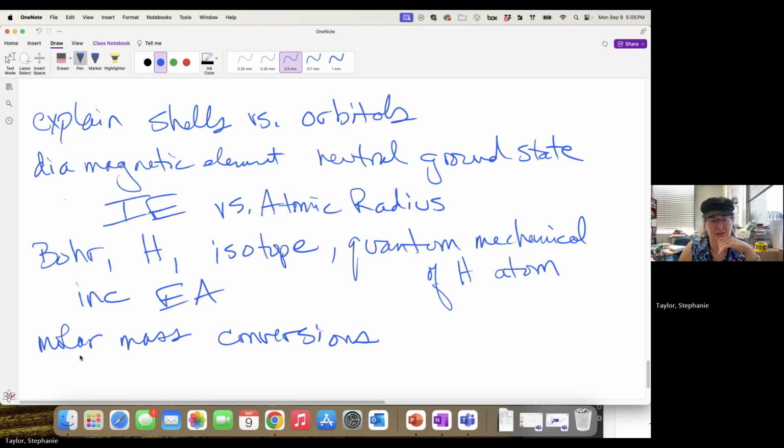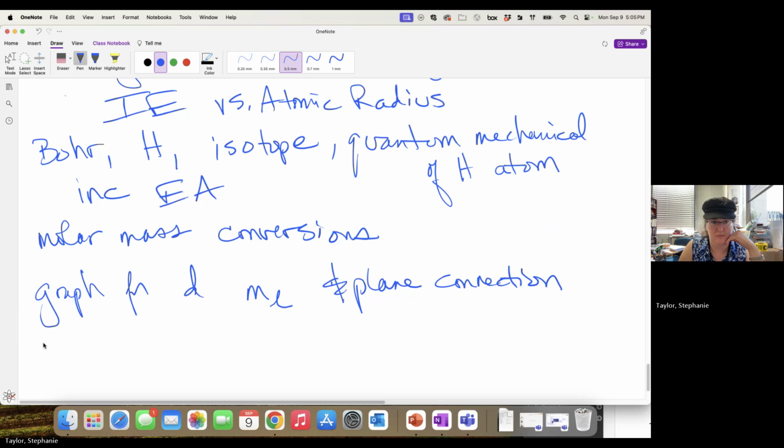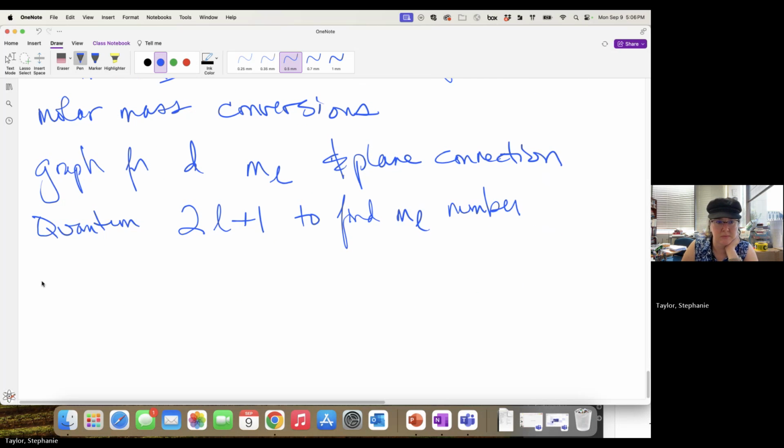When drawing the graph for the d orbitals, does the value of m sub L affect which plane the graph is drawn on? Okay. And for this quantum number question, couldn't we use the 2l plus 1 formula to find the number of values for m sub L? I can't tell if that's an I or an L. No worries. And then can you cover how to draw the different orbitals?